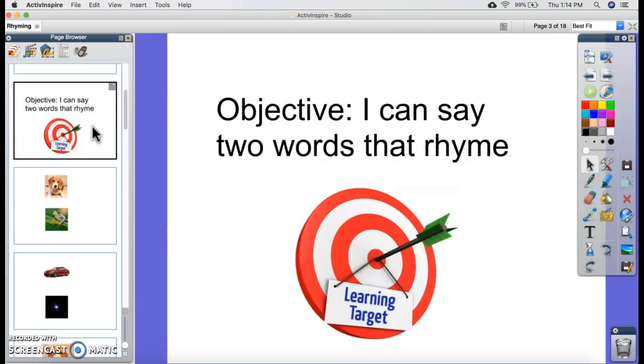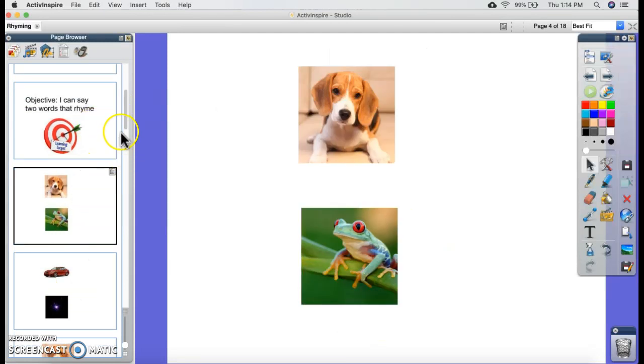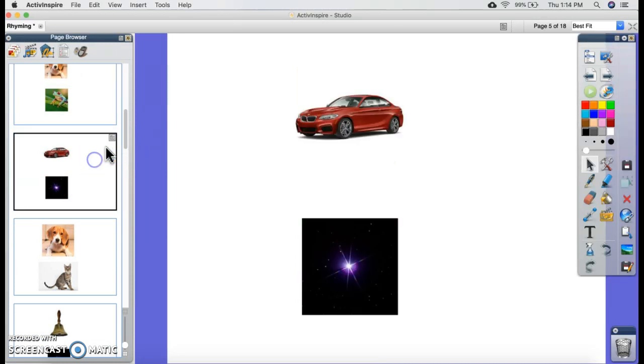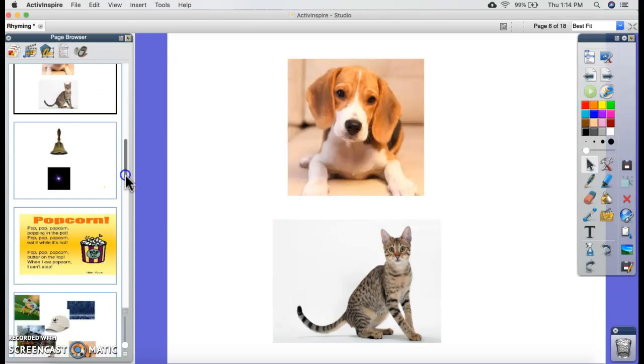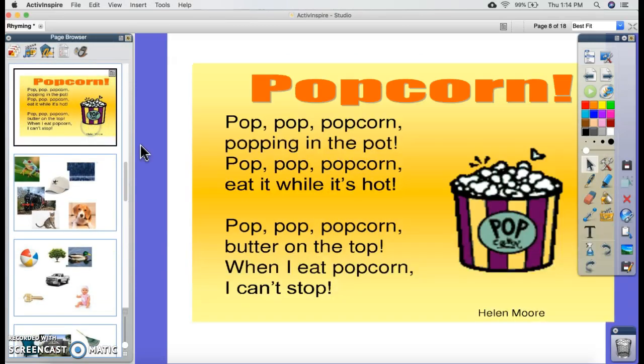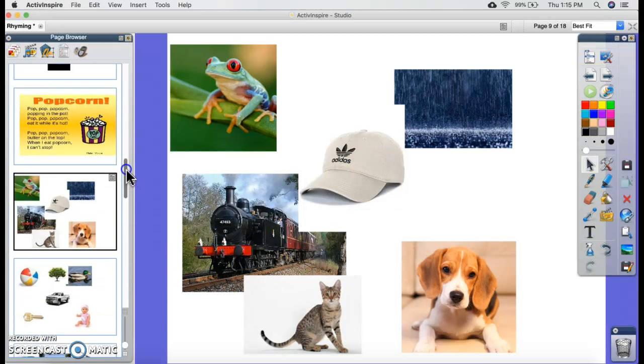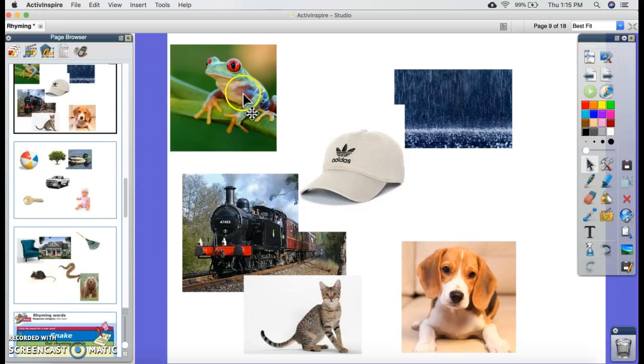And then we have some examples and non-examples of rhyming words on these slides. So we would say the words out loud, and then I would either put a check mark or an X if they didn't rhyme or did rhyme. And then we have our poem, which would help us to focus on rhyming words again, which we would say all together.